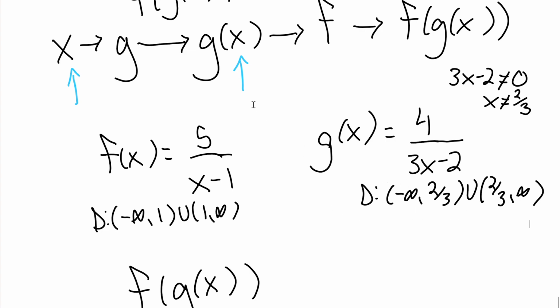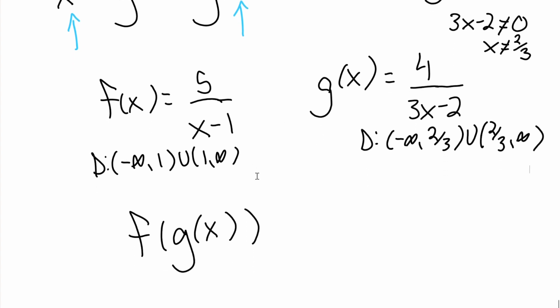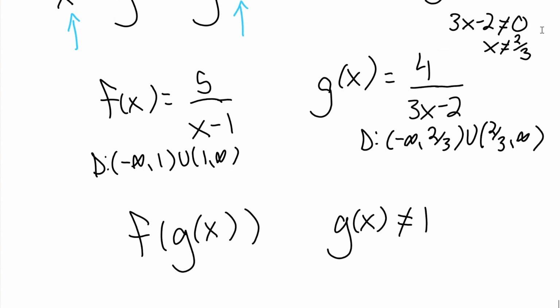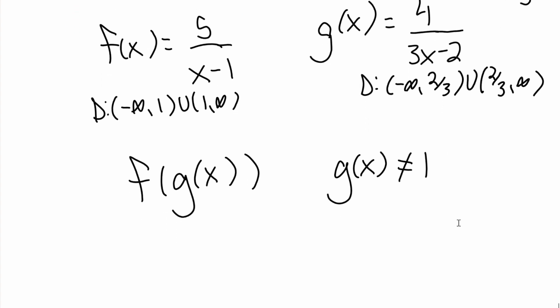Now we need to find the g values that can go into f. So we see right here that the values that are going into f can be anything except for 1. So in other words, we know that g of x cannot equal 1. And we want to find the x values that would make it equal to 1 so that we know which ones to exclude. Just like up here, we're finding the x values that would make this equal to 0.